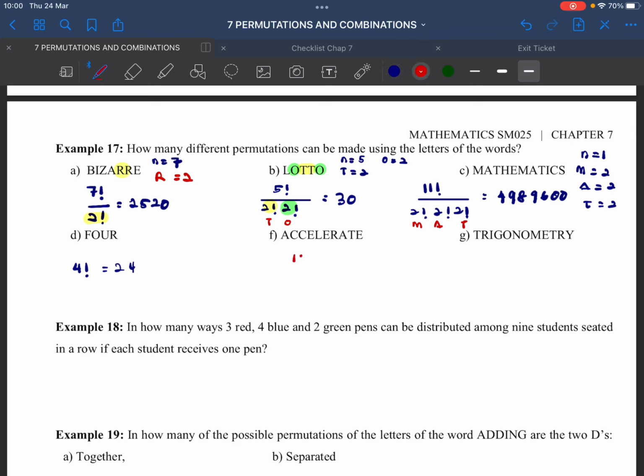This is the answer 151,200. Kejap saya tengok balik. 12 factorial divided by 2 factorial times 2 factorial times 2 factorial. Sorry, tak habis lagi. 59875200. Okay, so that's the answer for G. Okay, boleh tengok sendiri apa yang berulang.